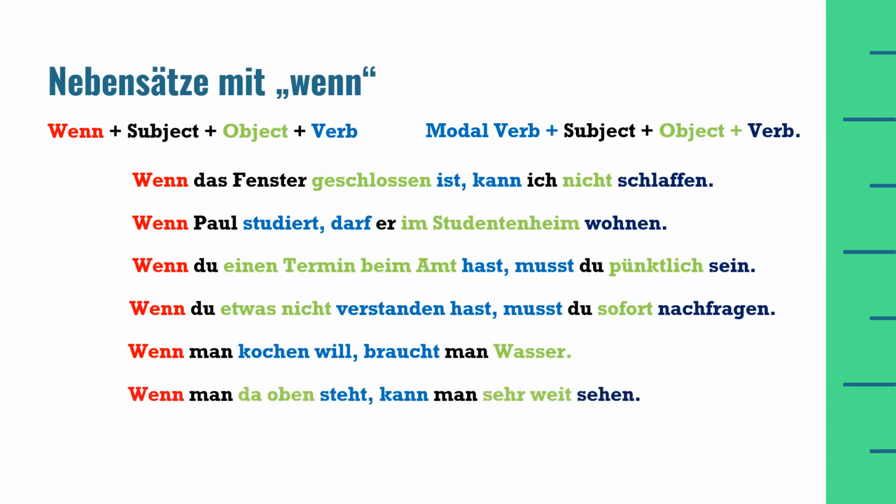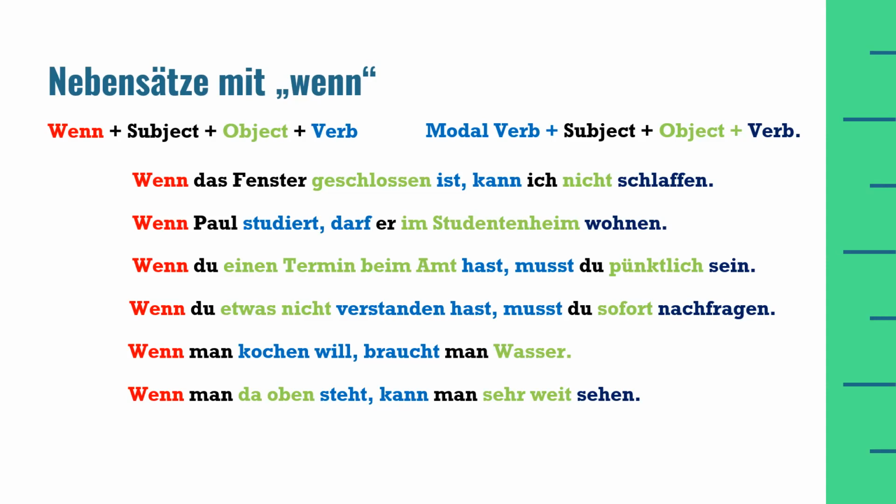Another example, wenn man da oben steht, kann man sehr weit sehen. If one stands up there, one can see very far. So here again, we are starting the Nebensatz with wenn, and we have put the subject at the second position, which is man, da oben, up there. Stehen is the verb which is conjugated according to the subject man, and it becomes steht.